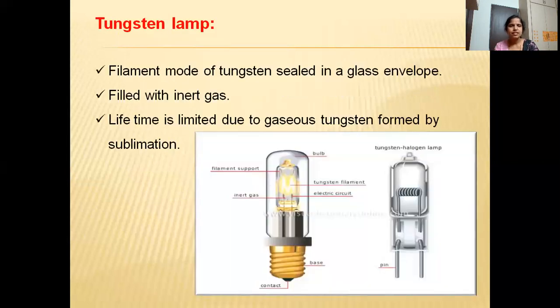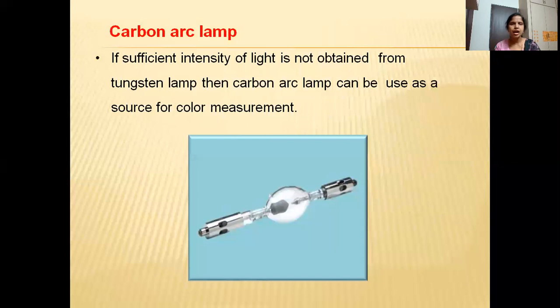In the tungsten lamp, we take a tungsten filament, and this bulb is filled with inert gas. But the main disadvantage of the tungsten lamp is that the lifetime is limited due to gaseous tungsten formed by sublimation. Because of this, we can go for another lamp such as a carbon arc lamp. If sufficient intensity of light is not obtained, then the tungsten lamp can be replaced by a carbon arc lamp, which acts as the light source.